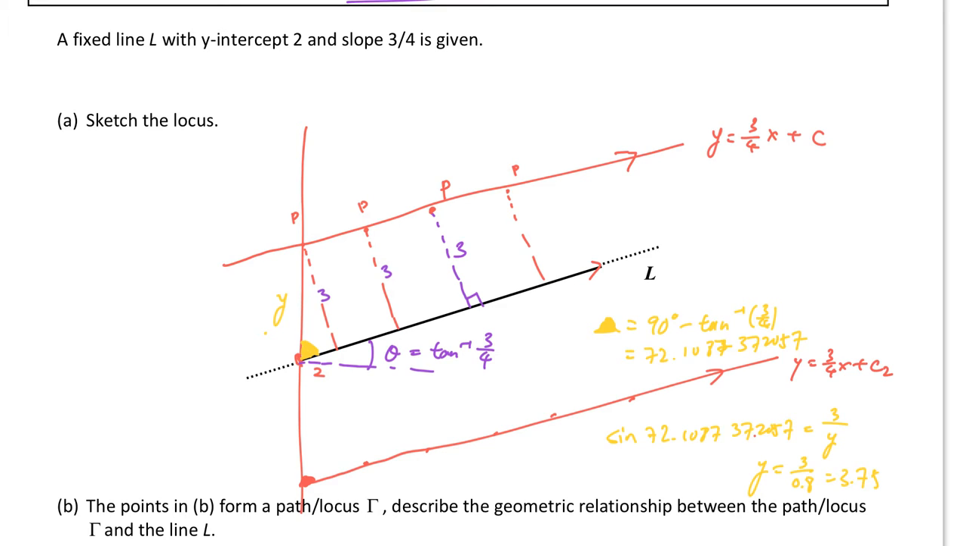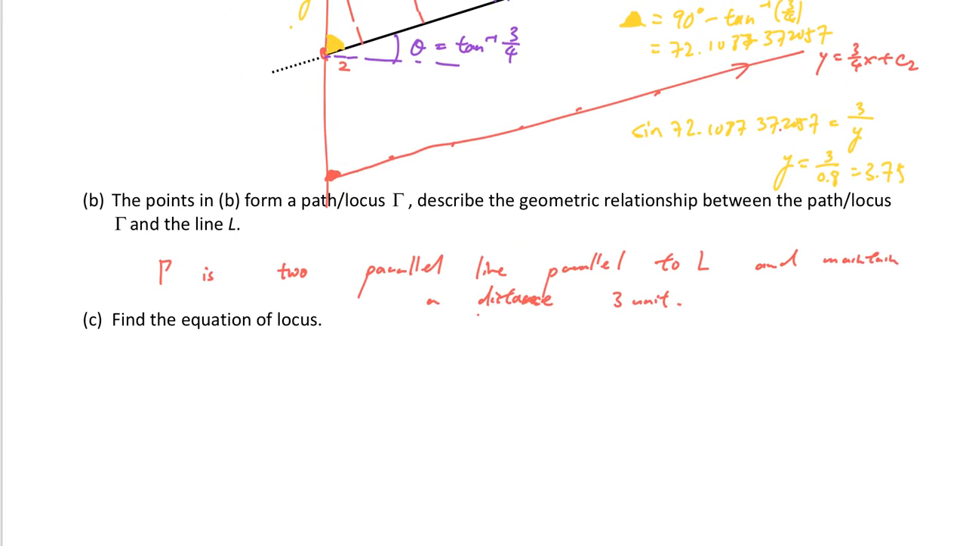You can find the equation of locus, which is y is equal to 3 over 4 x plus 5.75, or y is equal to 3 over 4 x minus 1.75.